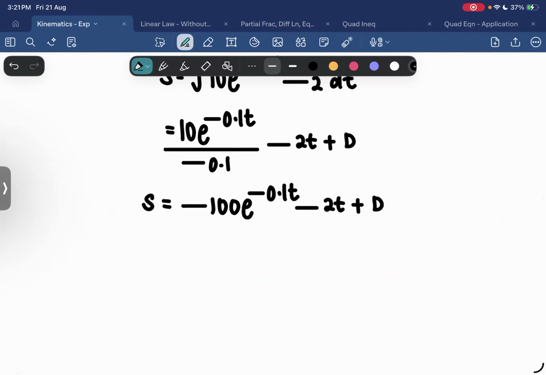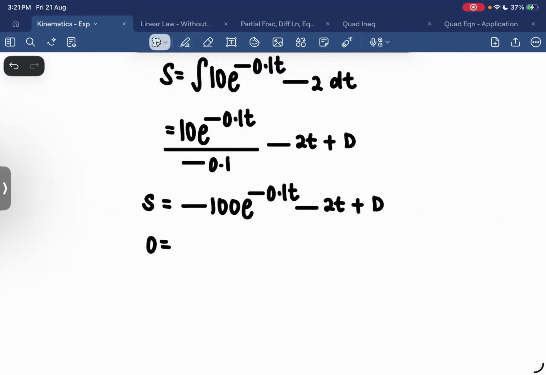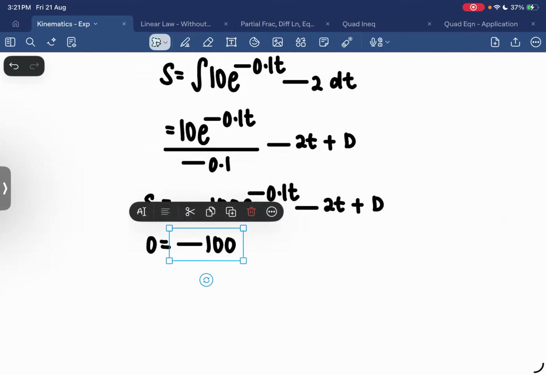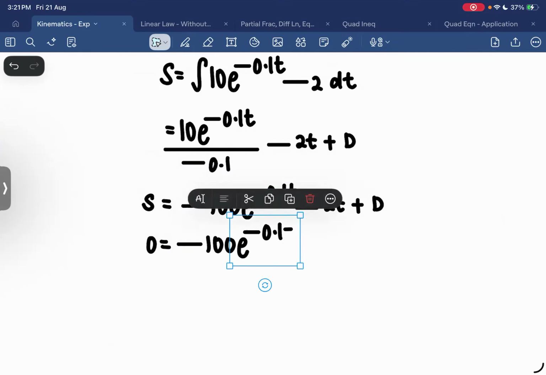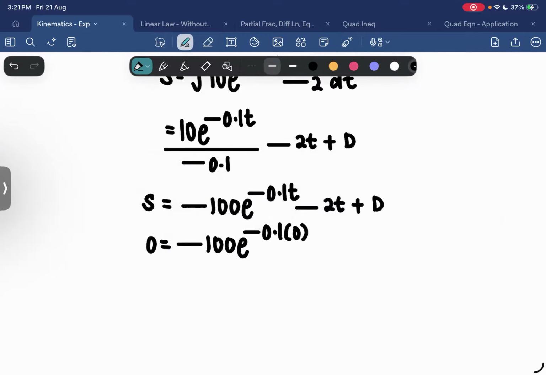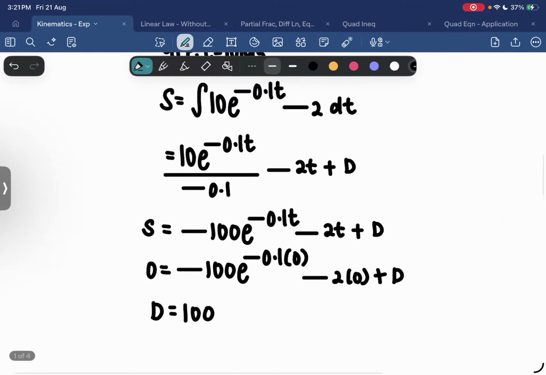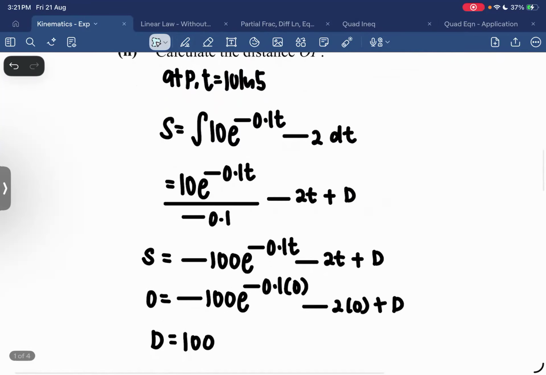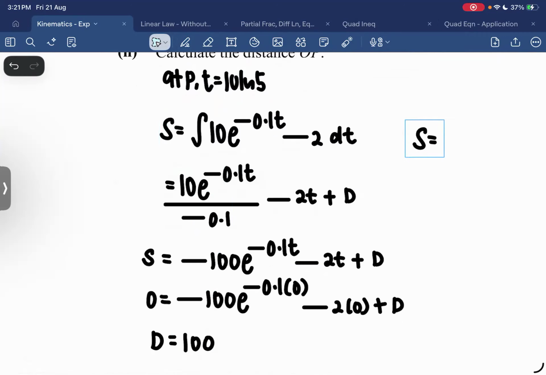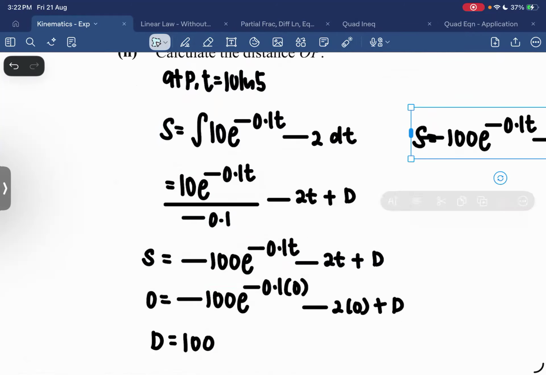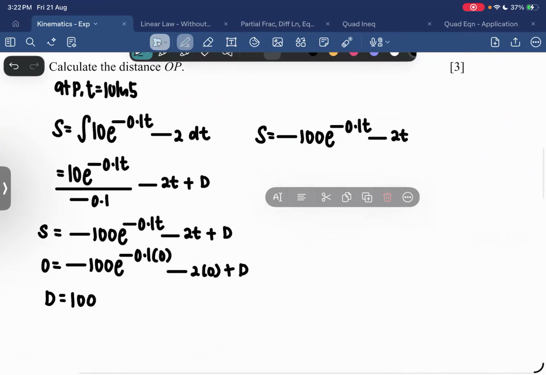Now we already know that at t equals 0, s is also 0, because that's my starting point. So this thing times 0, and 2 times 0, plus D. I think my D is actually 100. Yeah, my D is actually 100. So don't forget the constant. You must always go and find the constant. So my s is done: this whole thing plus 100.